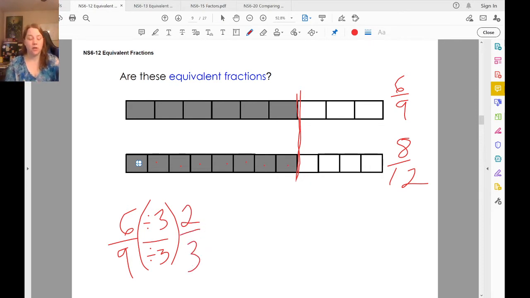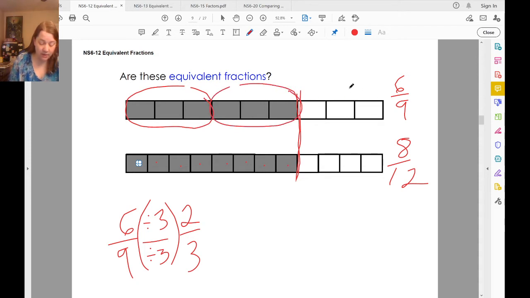Now, let's take a look up in the picture. Let's circle groups of 3 up here. I have a group of 3 here, I have a group of 3 here, and I have a group of 3 here. And you can see that I have 2/3 shaded.